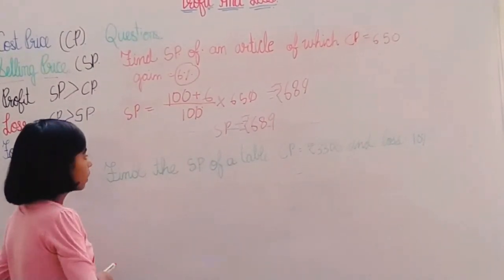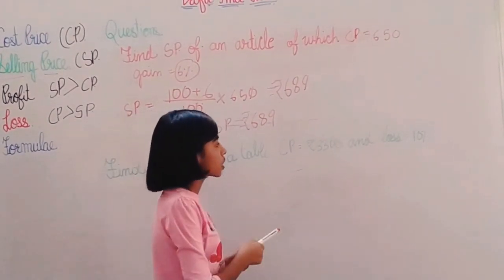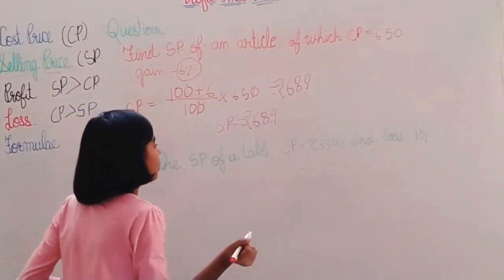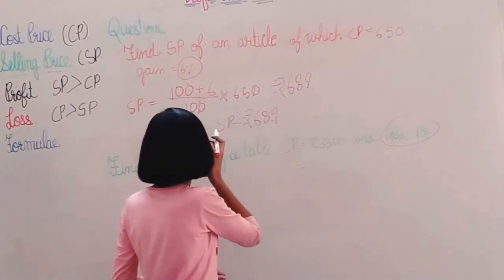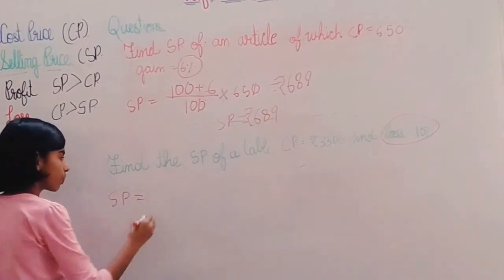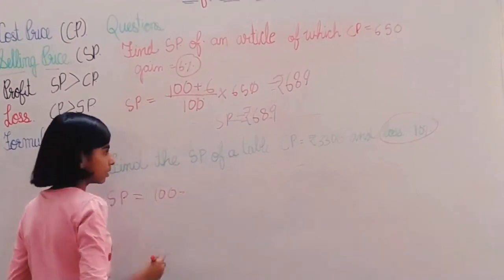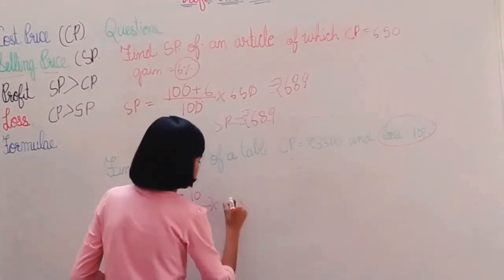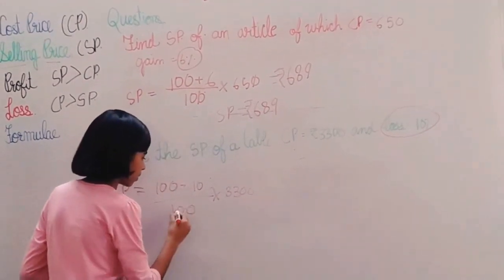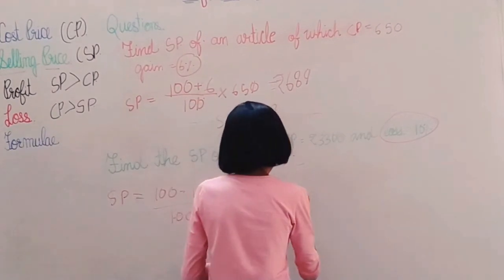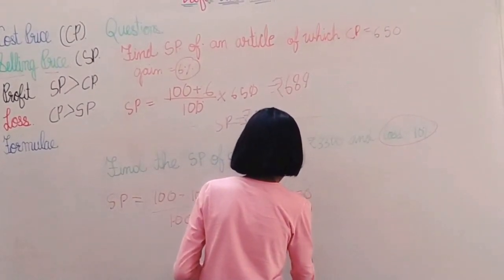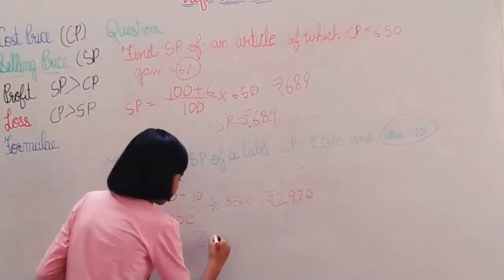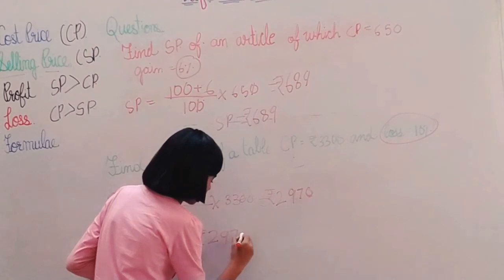The next question is: the SP of a table whose CP is equal to 3,300 and loss is equal to 10%. In the previous question there was a gain, and in this question there is a loss. So SP is equal to 100 minus 10, which is the 10% loss, divided by 100, into 3,300. If you do the calculation correctly, the correct answer is 2970 rupees. So the SP of this question is 2970.